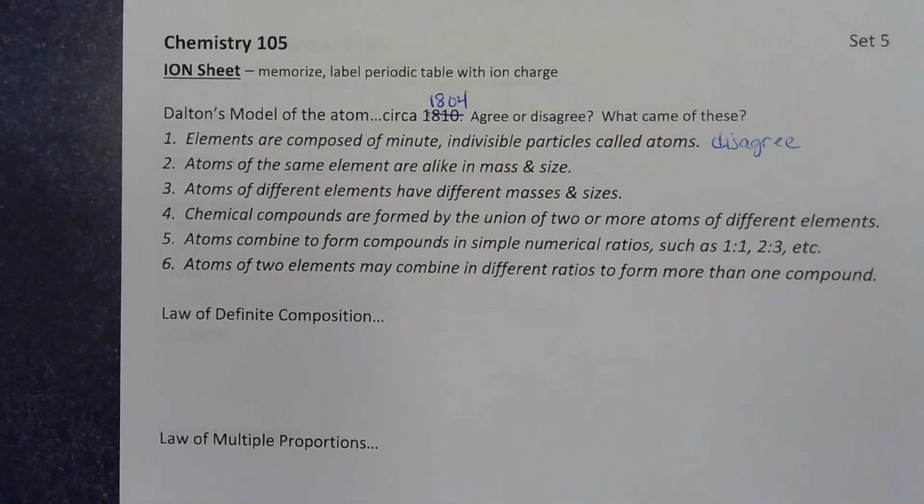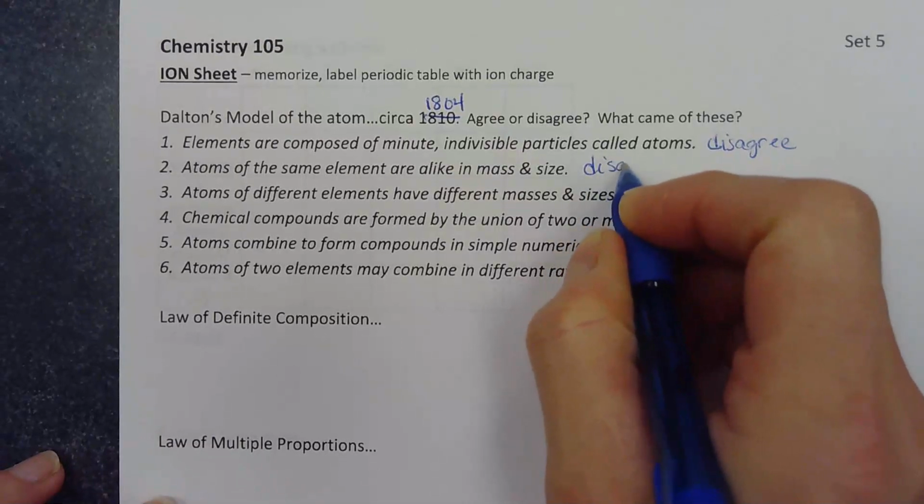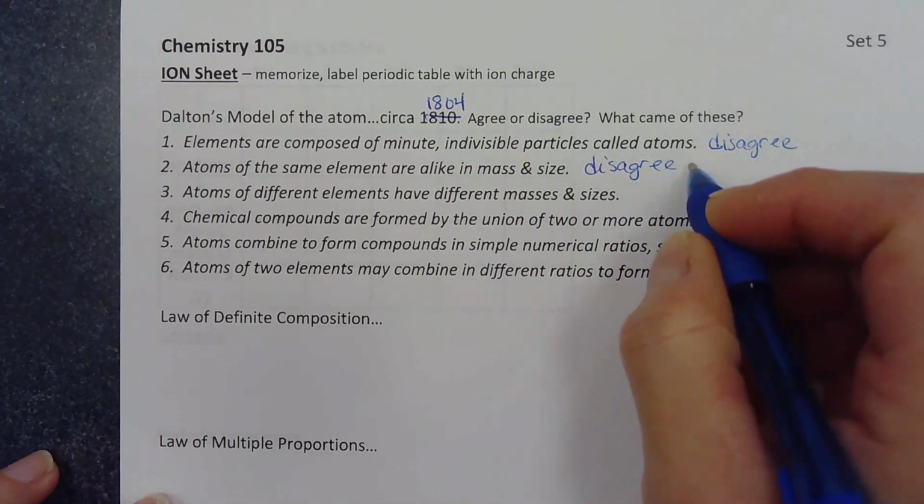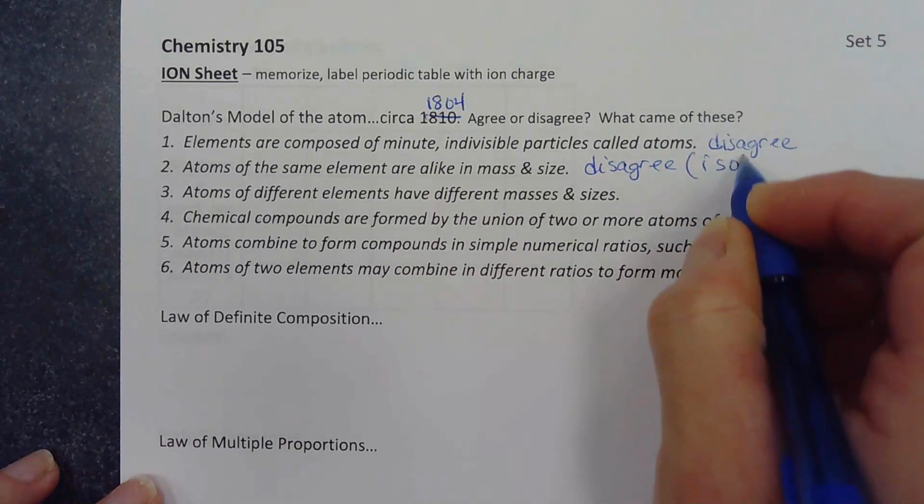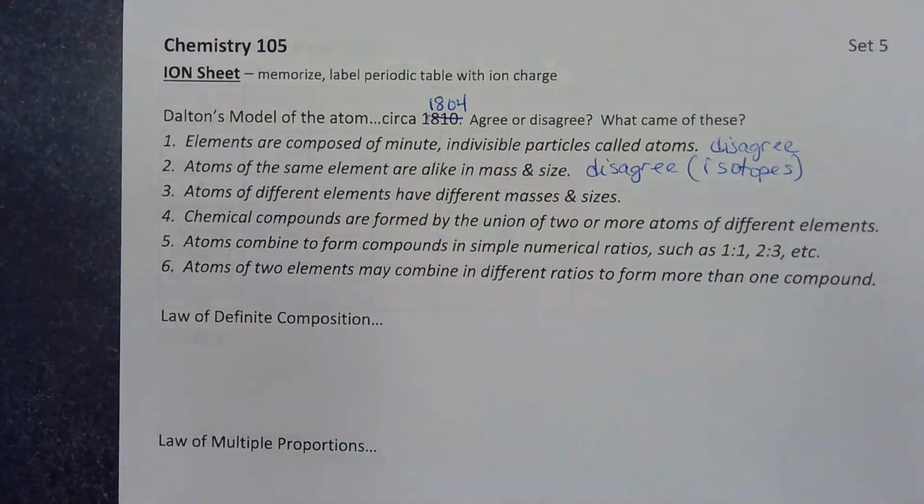All right, so atoms of the same element are alike in mass and size. What do we think? Agree or disagree? Who's had a chemistry class before? Atoms of the same element are alike in mass and size. Agree or disagree? Anybody disagree? Nobody disagrees? We have to disagree. I was hoping somebody knew that. Anybody know why? It's a funny word. Isotopes. We have to disagree because of isotopes.